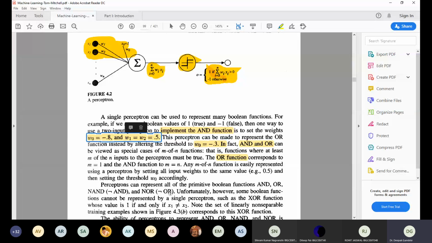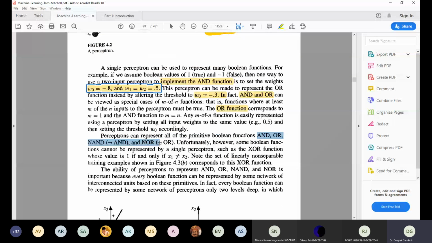All other functions can also be made with this AND, OR, NAND, NOR, but we cannot make the XOR function with this. Can anybody tell why the XOR function cannot be made with this? I have given some example already because of this. Can anybody of you tell why we cannot make the XOR function?